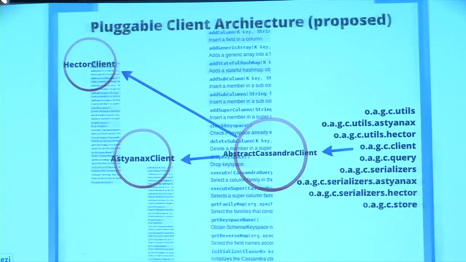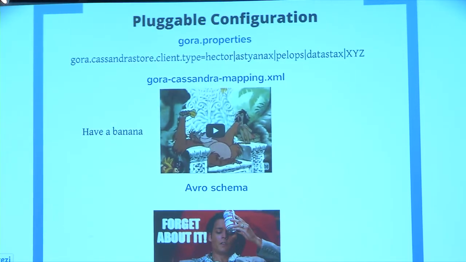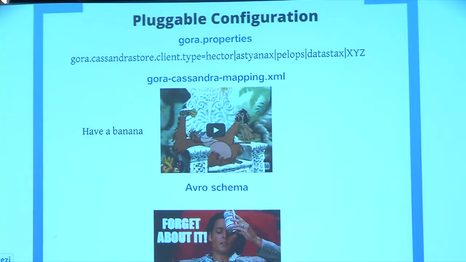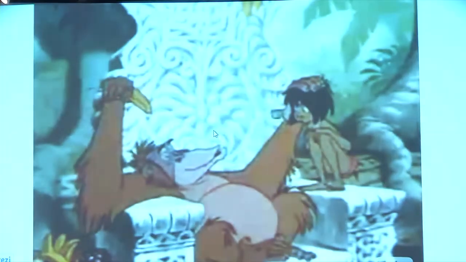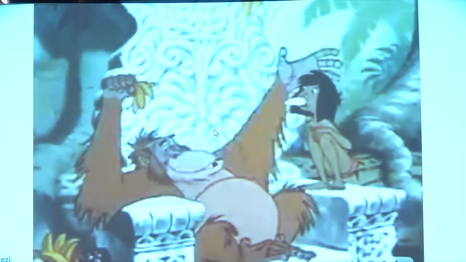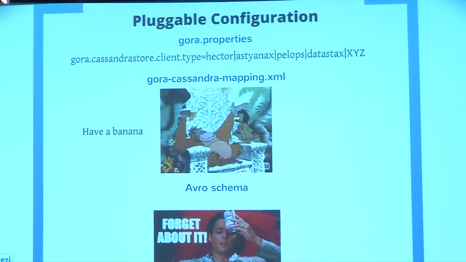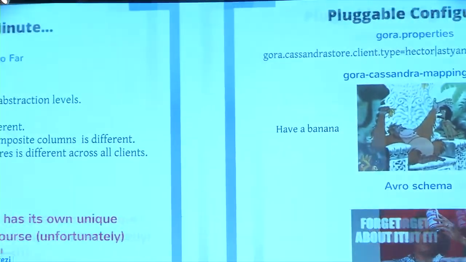So we have another property called the Gora Cassandra client type, and then you can decide which client to use: Hector, Astyanax, Pelops, the DataStax one. And for the Cassandra mapping, you won't do anything. Everything will stay the same. You only have to decide which client to use, and about your schema, you won't do anything as well. As the picture says, you can just forget about it, right?